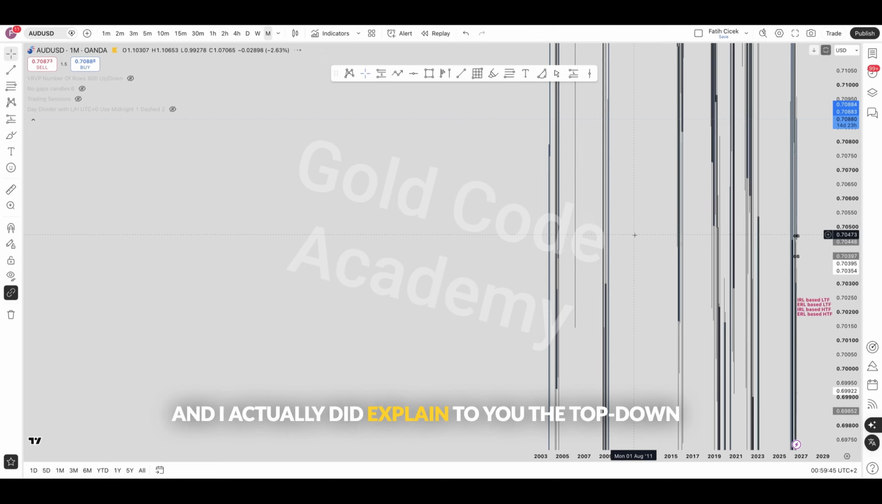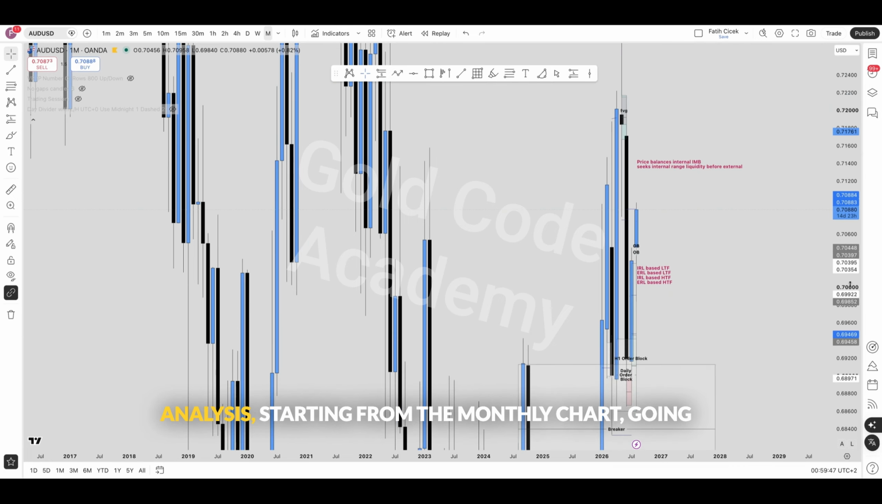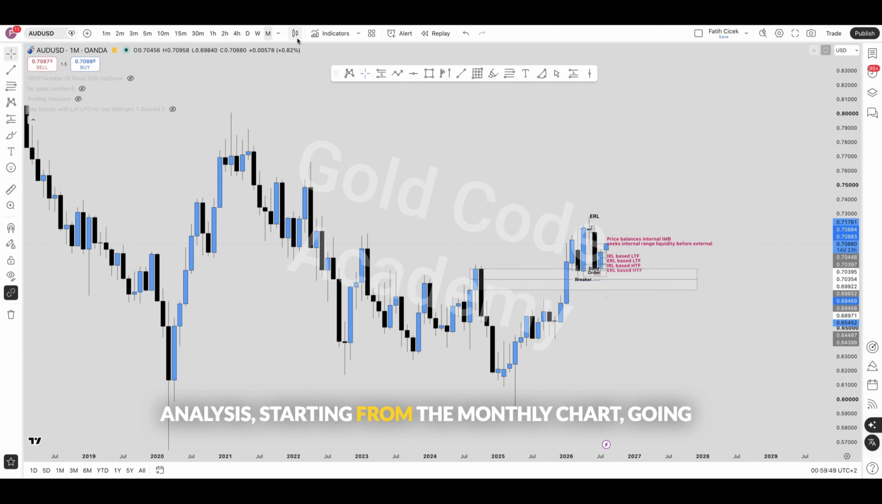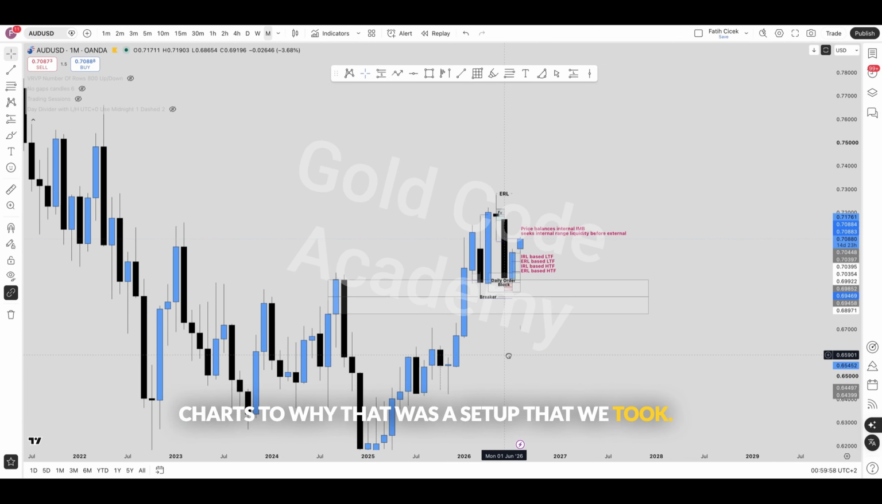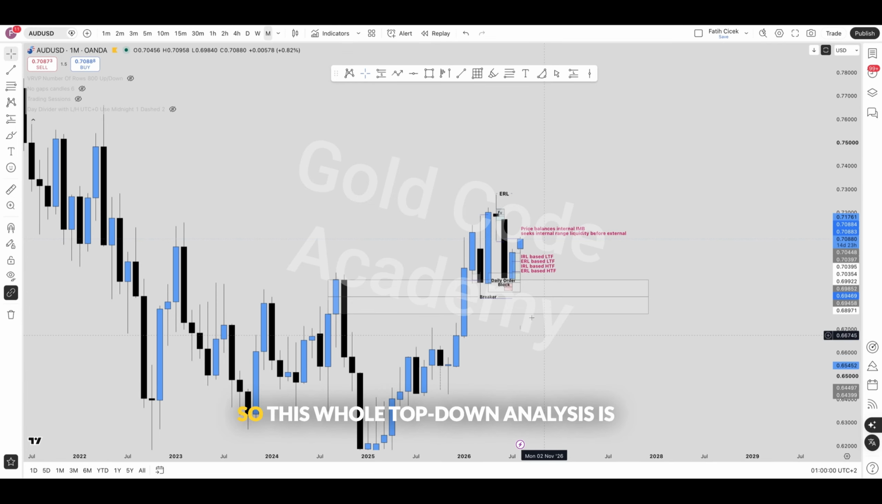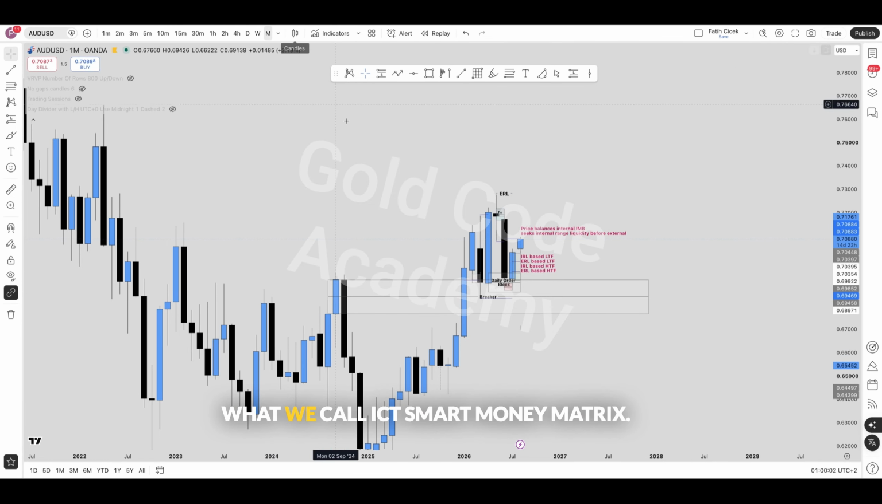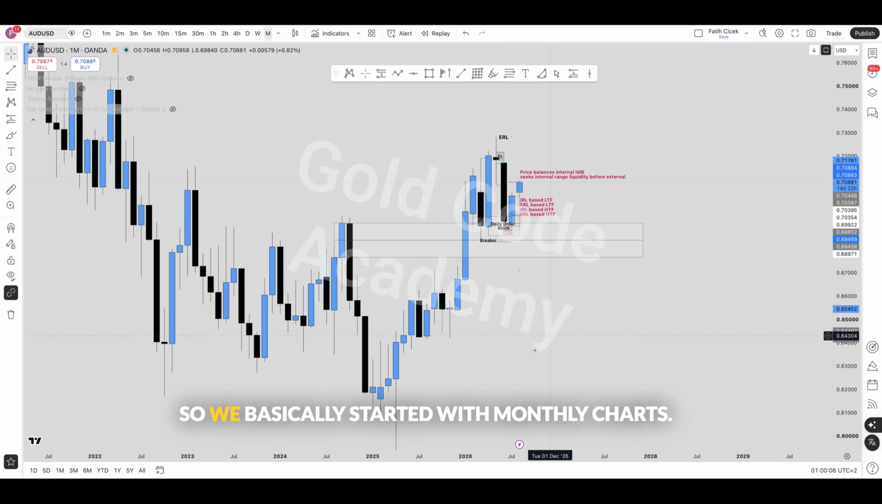And I actually did explain to you the top-down analysis, starting from the monthly charts, going down to the weekly, the daily, the 4-hour charts, to why that was a setup that we took. All right. So this whole top-down analysis is what we call ICT Smart Money Matrix. All right. So we basically started with monthly charts.